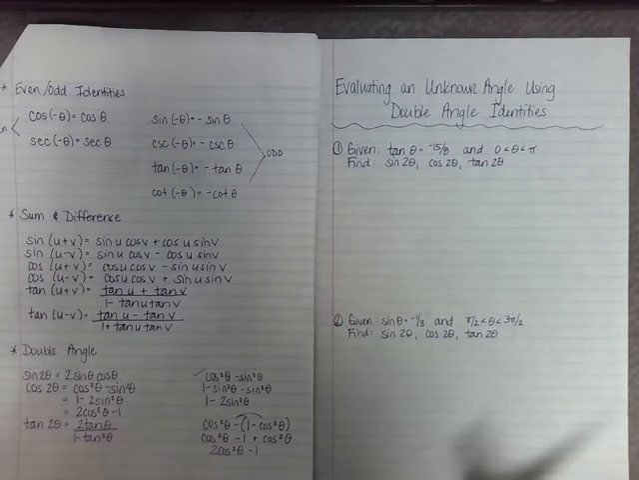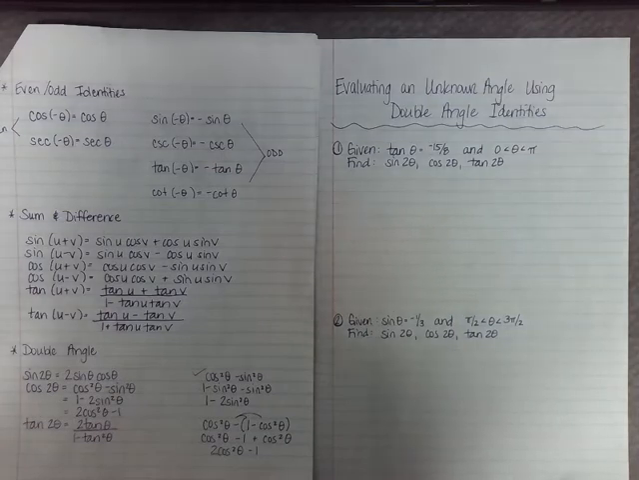All right, so number 1 says, given the tangent of theta equals negative 15 over 8, and 0 is less than theta is less than pi, find the sine of 2 theta, the cosine of 2 theta, and the tangent of 2 theta. So the first thing that we want to do is draw a triangle to figure out exactly what we're dealing with.